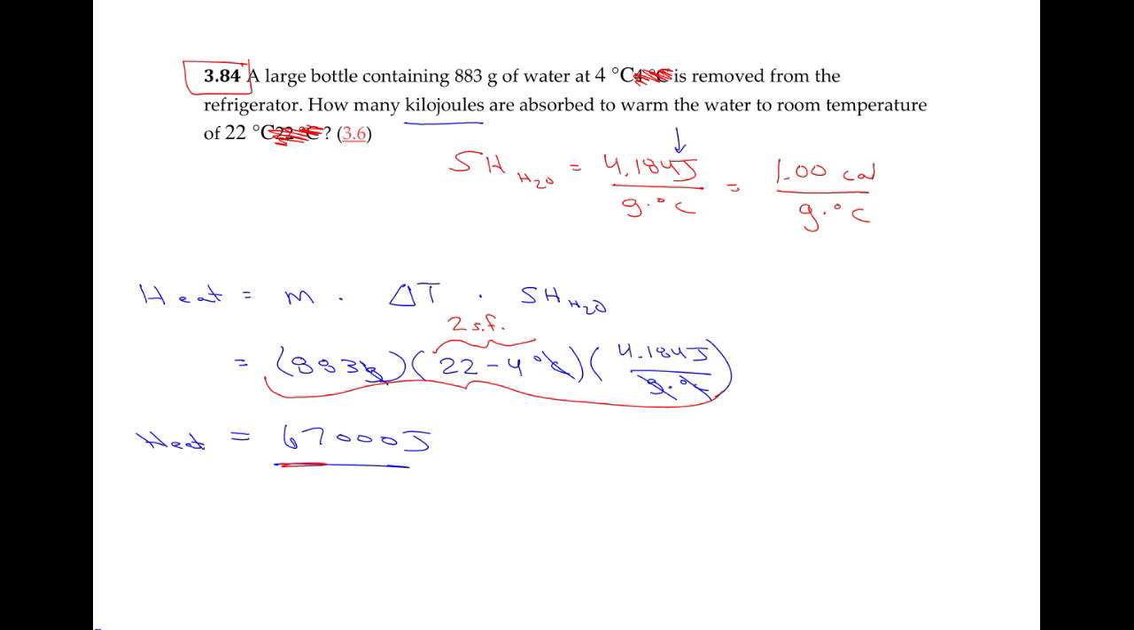Then if we want to convert that into number of kilojoules, we'll just use the conversion factor that 1,000 joules is equal to 1 kilojoule, like that. So joules and joules are going to cancel out and we will end up with 67 kilojoules. There we go.